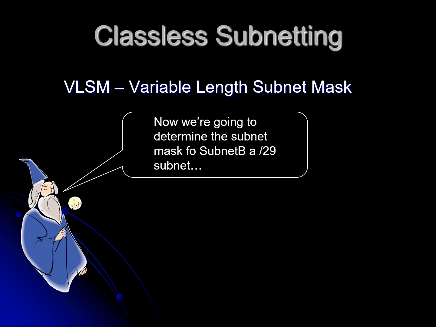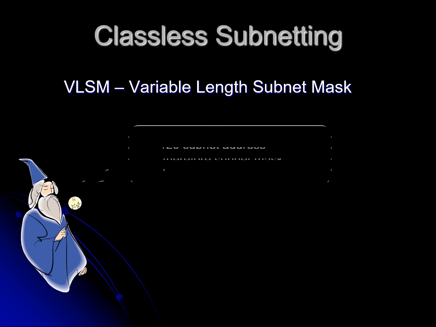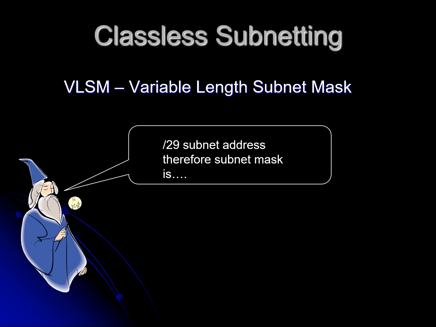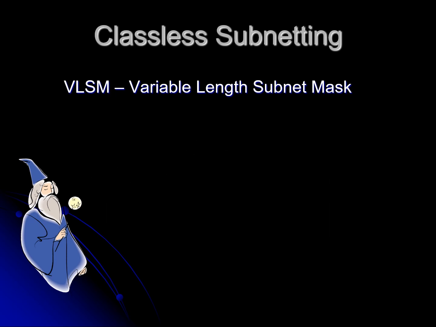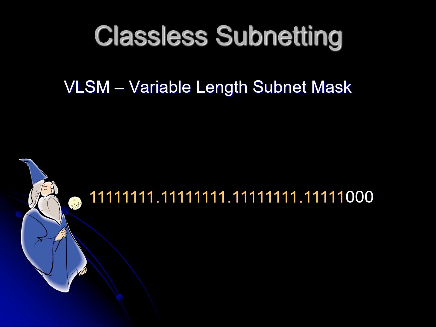We've got another /29, so we need to determine the subnet mask for that first /29 subnet. So for a /29 subnet, your subnet mask will look something like that in binary. Convert that to decimal, and you have a subnet mask of 255.255.255.248. So that's your subnet mask for the /29 subnet.